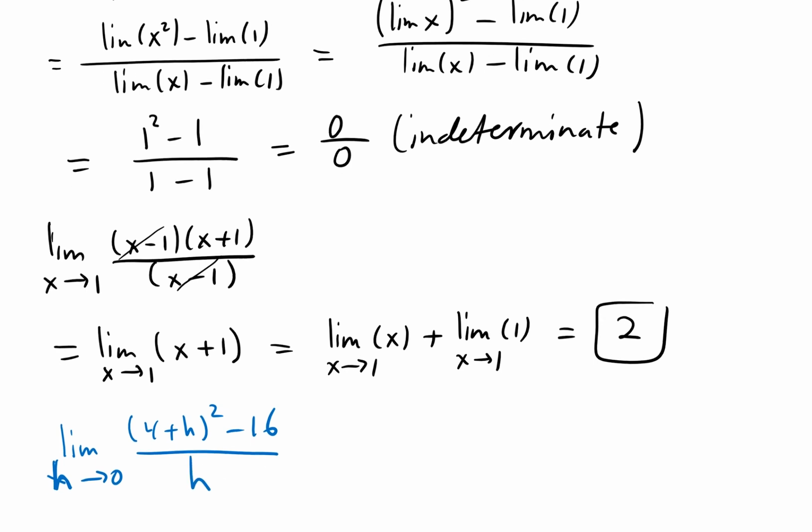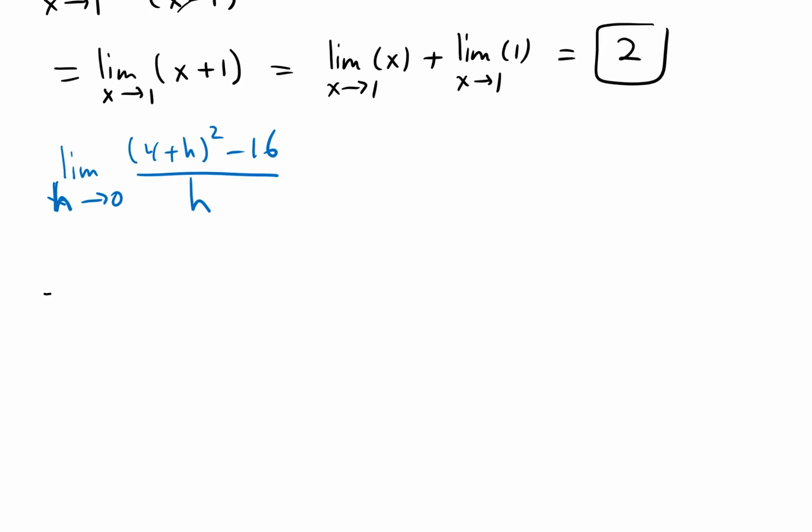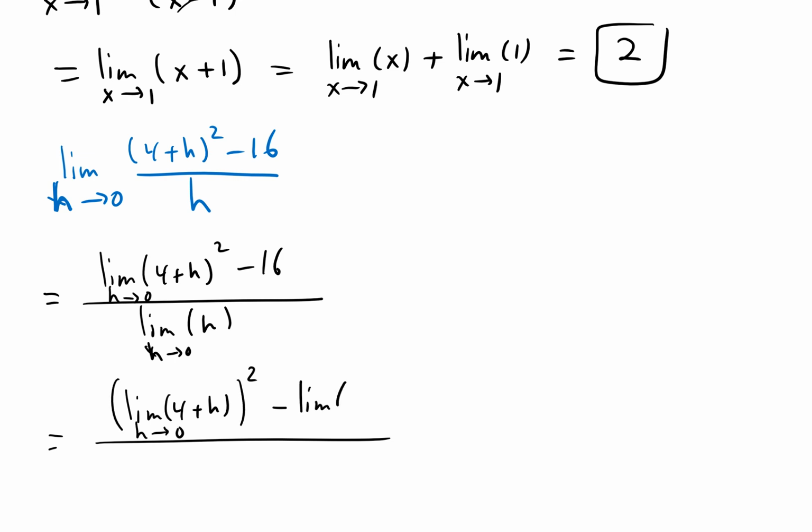Let's look at this one. You guys want to try this? So let's go over this one. Again, as the first step, if you notice what I did in the previous example, we want to pass the limit. Don't just write 0 over 0. You must show why it's 0 over 0. And then after that, you don't have to show it again. So you do the limit on the top, the limit on the bottom. Here you pass the limit inside, squared as h goes to 0, minus the limit of 16 as h goes to 0. The denominator stays the same as h goes to 0.